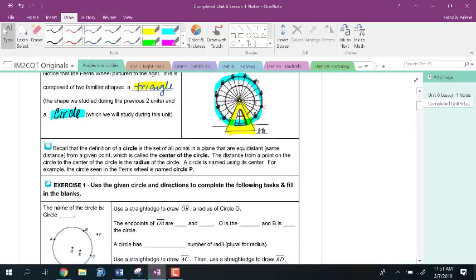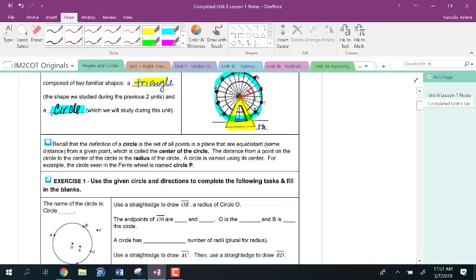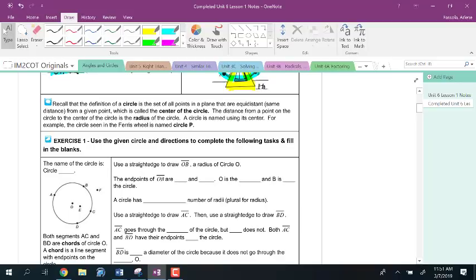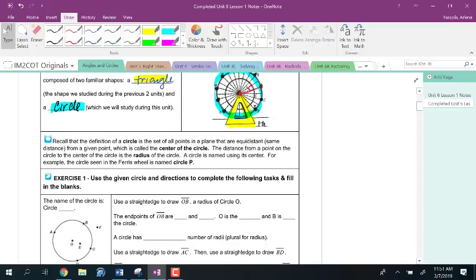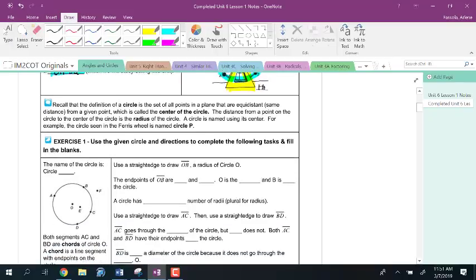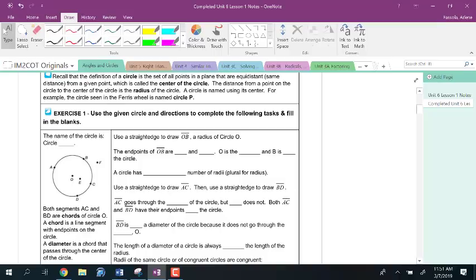The definition of a circle is the set of all points in a plane that are equidistant from the same point, which is a given point called the center. This distance is the radius. We name the circle by giving the point that's the center a letter, and that's the name of the circle. So if we look at the circle we have here, our circle is circle O. That's the label on our center point.